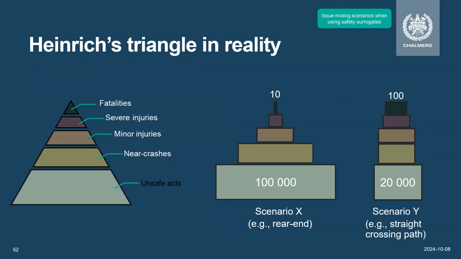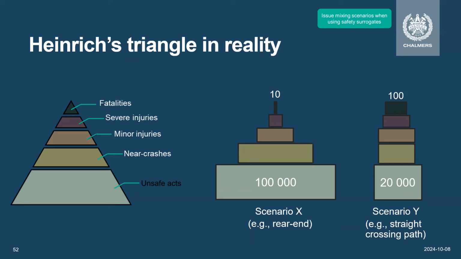This is hypothetical data. I'll show you some real data in a bit, but let's start with the hypothetical here. Let's say we have a scenario X, which has 100,000 unsafe acts and 10 fatalities. In the other case, we have scenario Y, which could be straight crossing path, while the other is rear end, where we have 20,000 unsafe acts, but 100 fatalities. So you see there is quite a difference there.